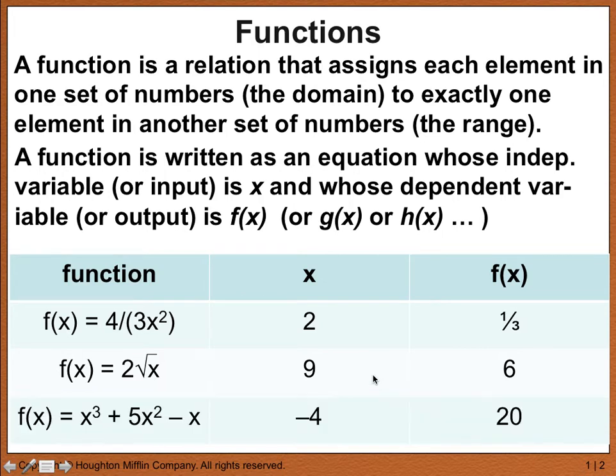One more example. F of x equals x cubed plus 5x squared minus x. If I plug in -4 for x, what I get out of it, the output, is 20. You can verify that by hand or on your calculator. But f of x equals 20. So what did I plug in? I plugged in -4. What came out of the function? 20. So again, quick review on inputs, outputs, independent variables, dependent variables. And in this chapter and in the rest of the book, we're always going to read f parentheses x simply as f of x.